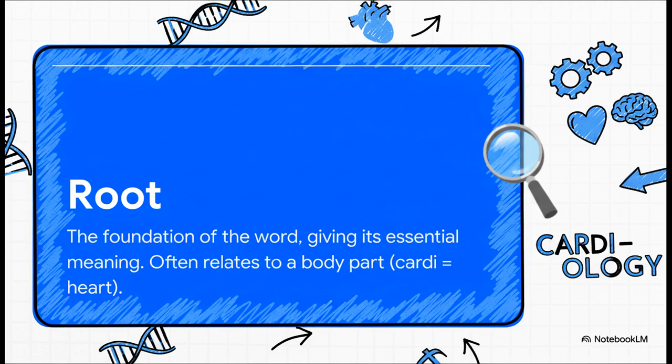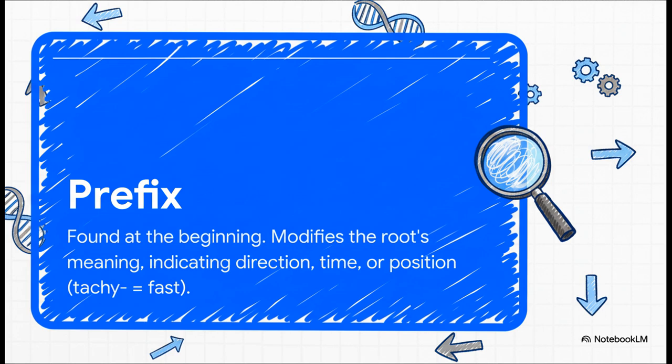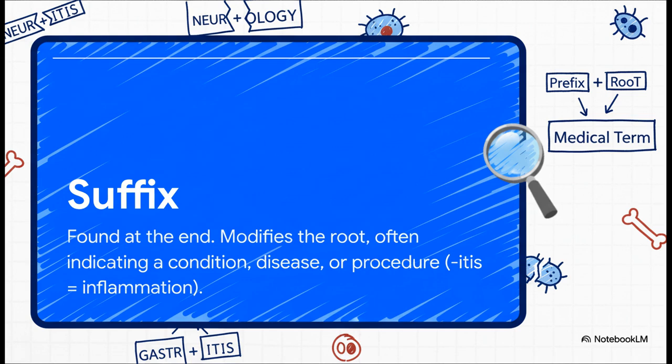It's the core meaning. Then you've got the prefix. This little piece comes at the very beginning of the word, and it just modifies the root. It adds some context, kind of like an adjective. It might tell you about direction or speed or quantity, like the prefix tachy. That always means fast.